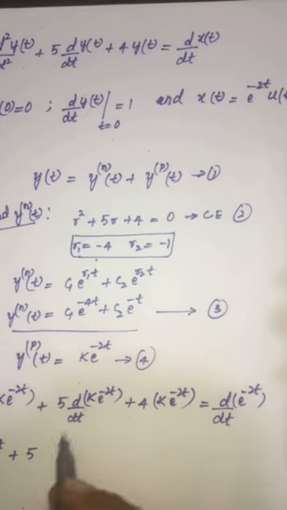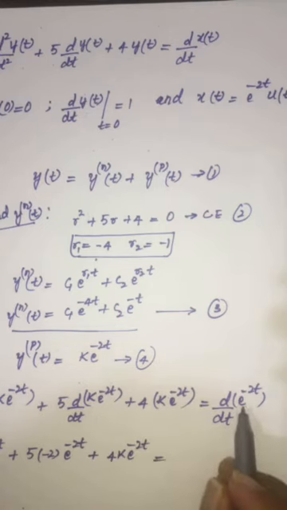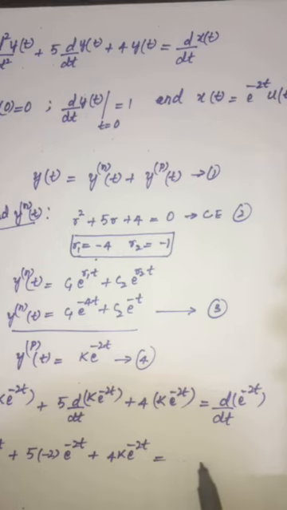Plus 5 into, here there is only one differentiation, therefore minus comes, right? Minus 2 into 5. Therefore this is minus 2 into 5 e to the power of minus 2t. Plus this is nowhere having any differential element, therefore it is 4k e to the power of minus 2t. Now here it is also a differential element, therefore differentiation of e to the power of minus at is minus a, e to the power of at is a, into e to the power of minus at, correct? Therefore this becomes minus 2 into e to the power of minus 2t.